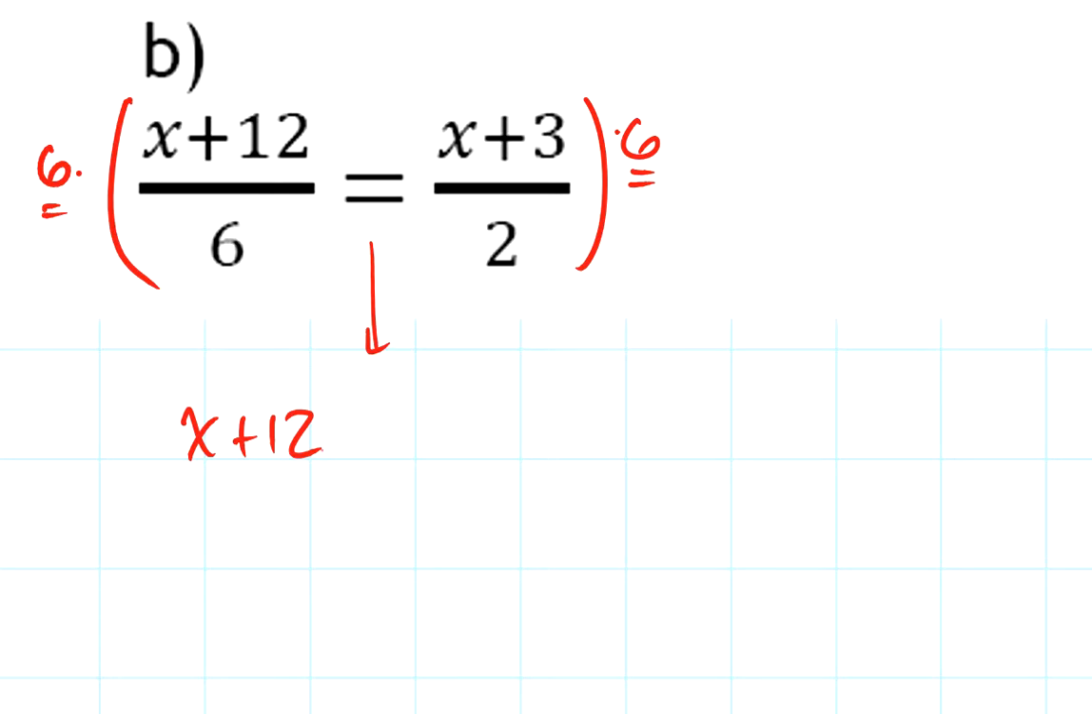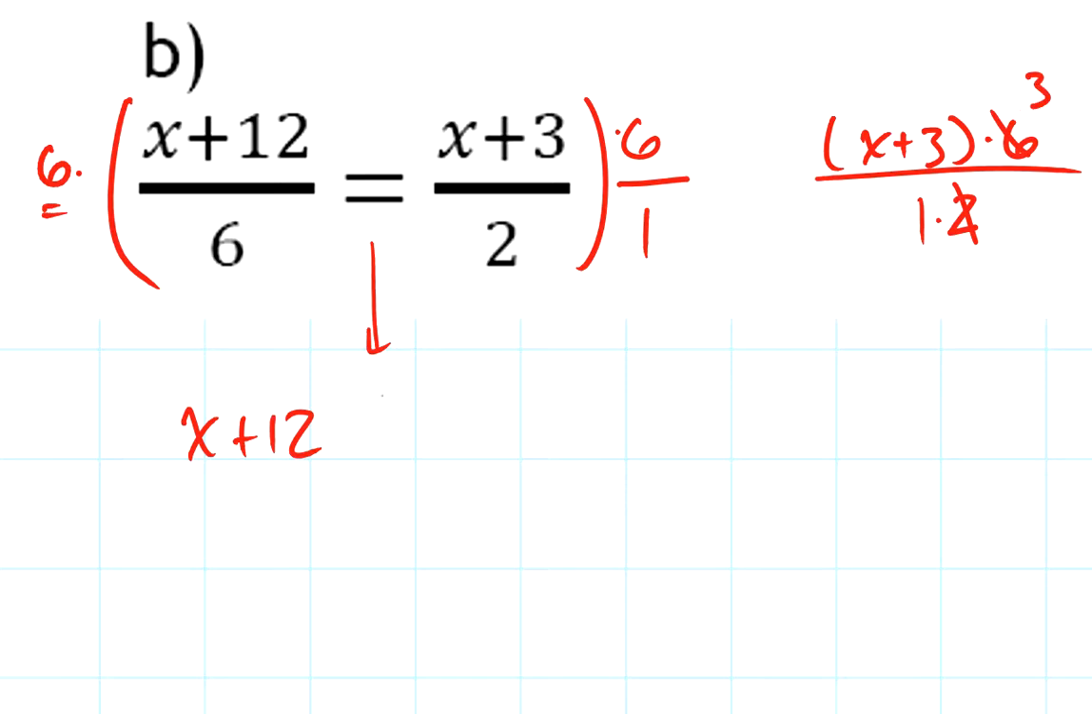Over on the right-hand side, I don't know how flexible your mind is at this point, but I can think of it like this. I'm multiplying by 6, which is equivalent to 6 over 1. So I've got the x plus 3, and then the times 6, and all of this is going to be over 2. Well, the 6 and the 2 have a common factor of 2. If I divide 2 by 2, I get a factor of 1, and if I divide 6 by 2, I get a 3. So the right-hand side literally becomes 3 times the quantity of x plus 3.